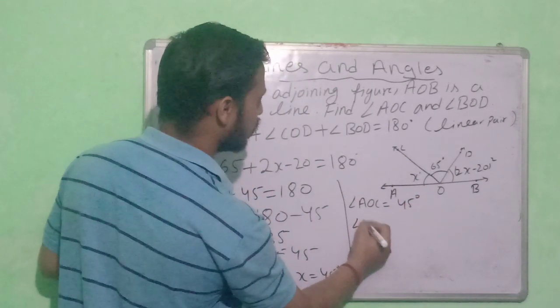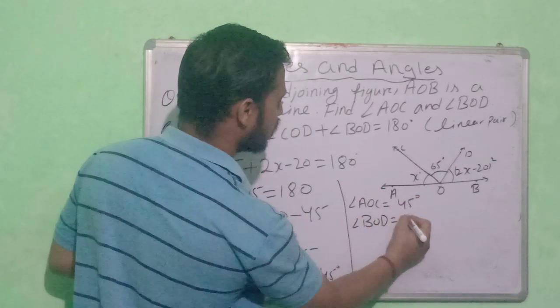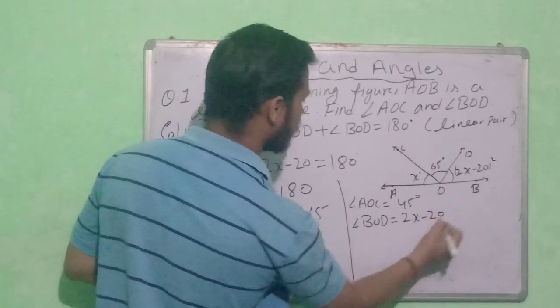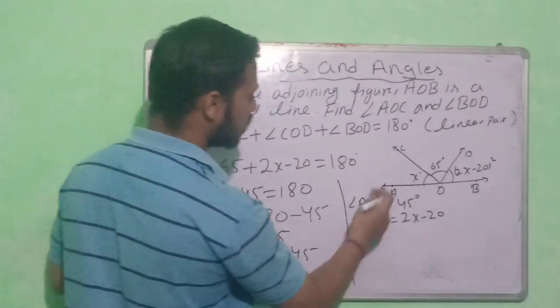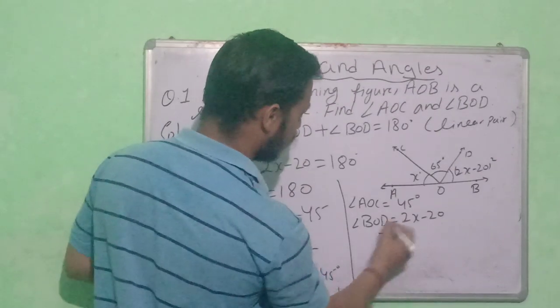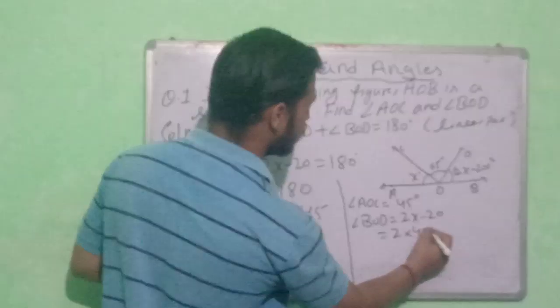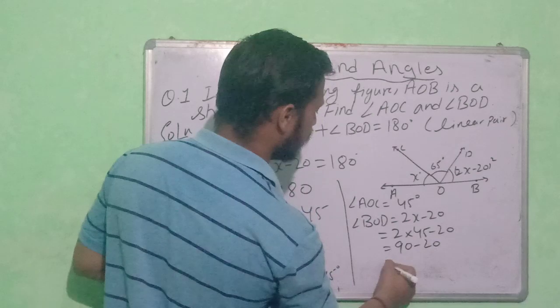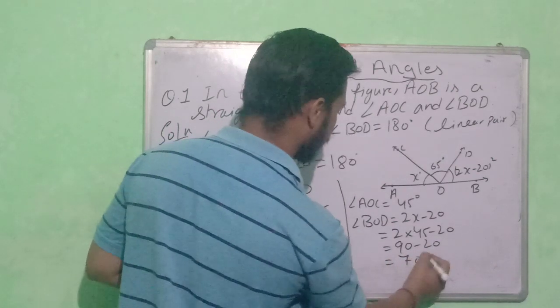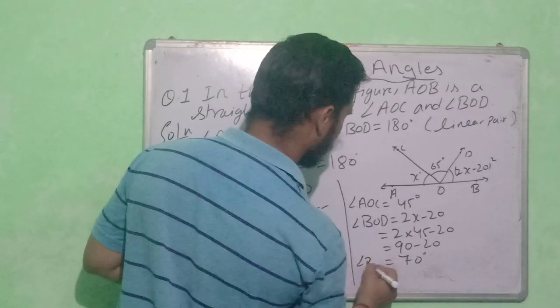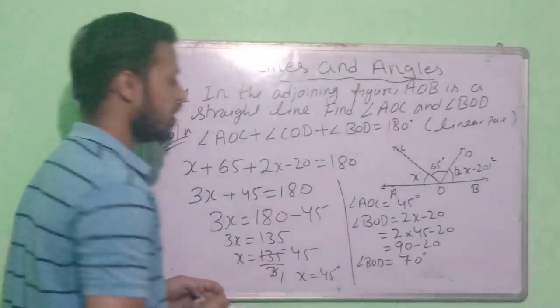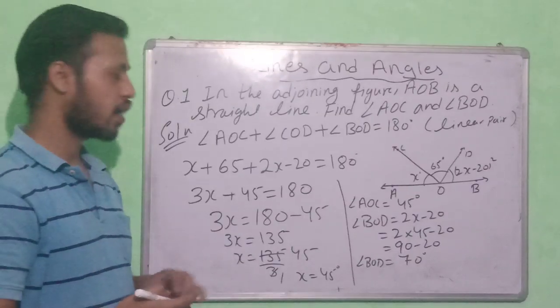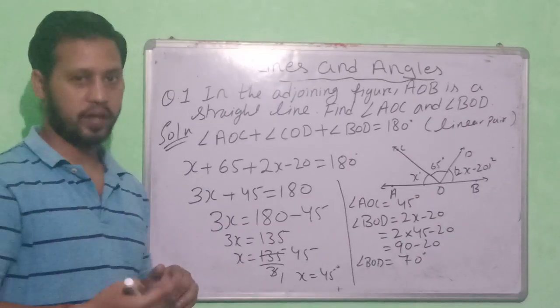Now what do we have to find? We have to find BOD. You can write 2x minus 20. What is the value of x? 45. 90 minus 20 is 70 degrees. Angle BOD is 70 degrees. Clear? Now we will do the next question.